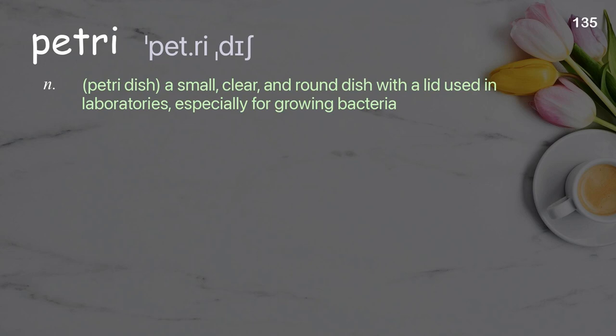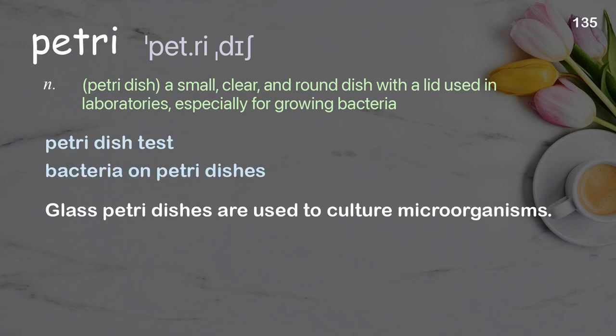Petri. Petri dish: a small, clear, and round dish with a lid used in laboratories, especially for growing bacteria. Examples: Petri dish test. Bacteria on petri dishes. Glass petri dishes are used to culture microorganisms.